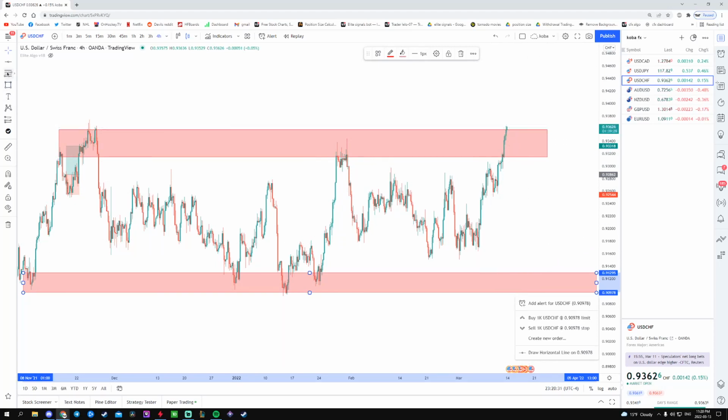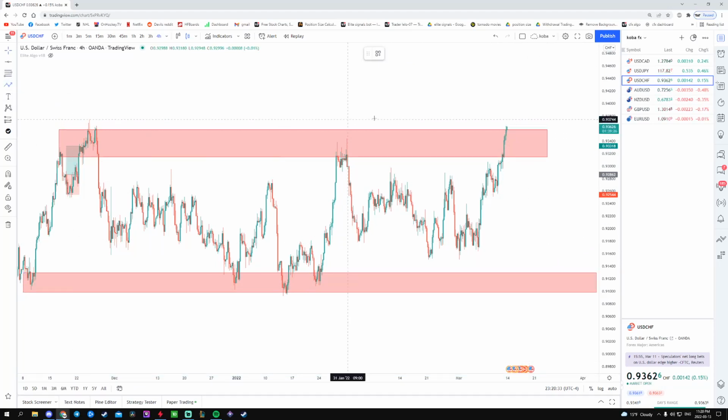But if it does break through this level, what we're going to be looking for is for it to come up a little bit, then come back and retest this demand area before going back up and creating another high, right? This is what we're looking for. Or if it doesn't break this resistance right here, where we have a pretty strong resistance at this point, then it could potentially just come all the way back down to here.